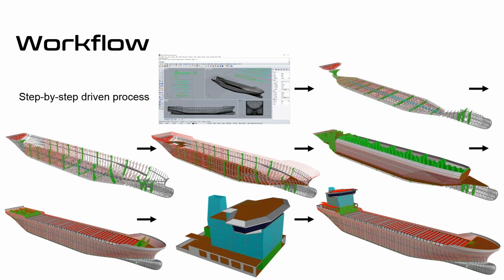The tree view that you saw also gives a step-by-step driven process which guides you through the creation of the 3D structure. Starting with the hull, it allows you to first create the floors, girders, and the tank top and the decks, and then continues with webs, bulkheads, and so forth until the superstructure.